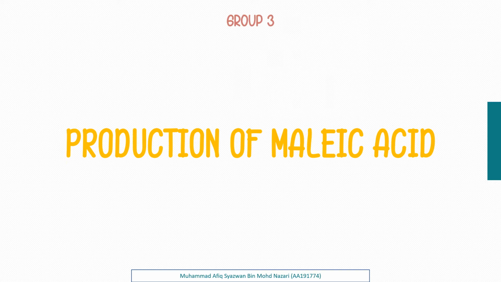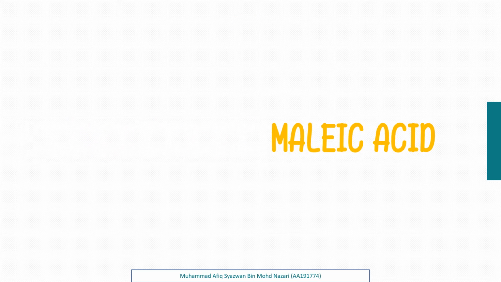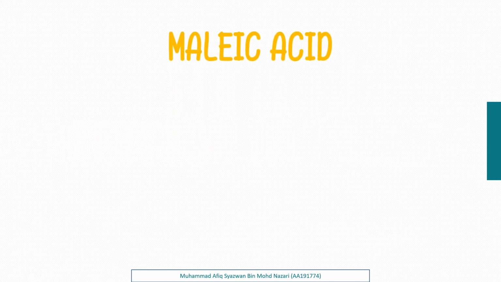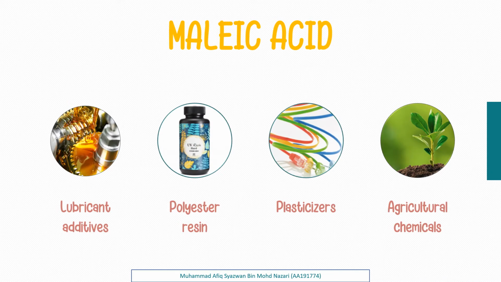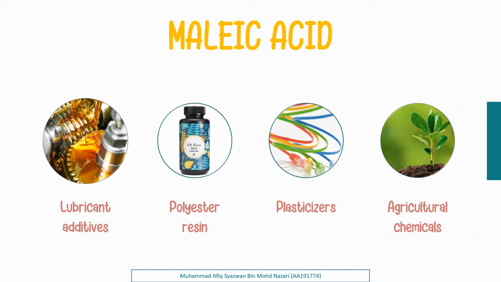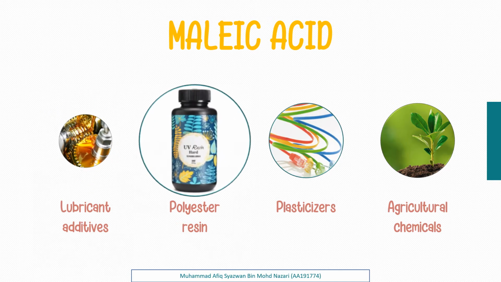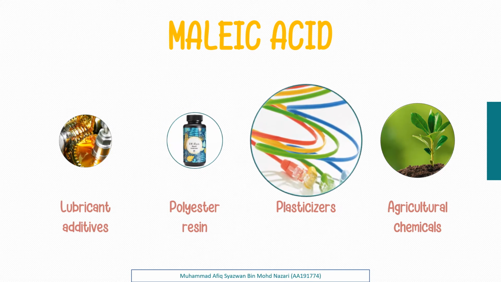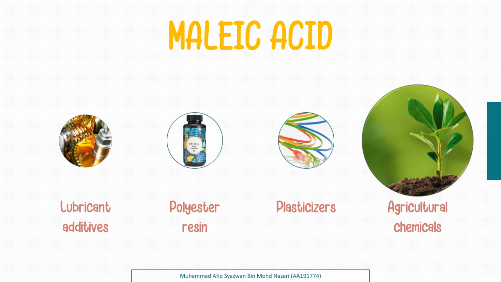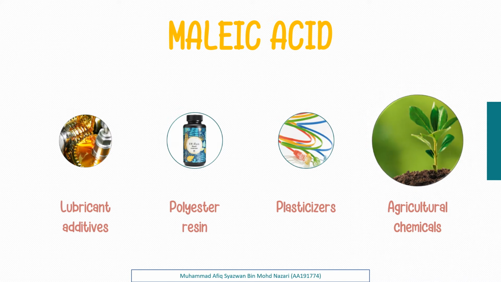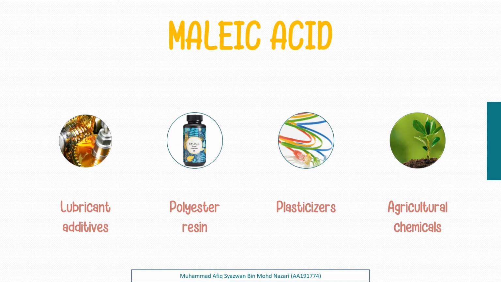AA191774. So our group will present about the production of malic acid. For introduction, malic acid is a very important chemical for the industrial chemistry. Malic acid is an important raw material used in manufacture of lubricant additive, unsaturated polystyrenes, surface coatings, plasticizers, copolymers, and agricultural chemical.